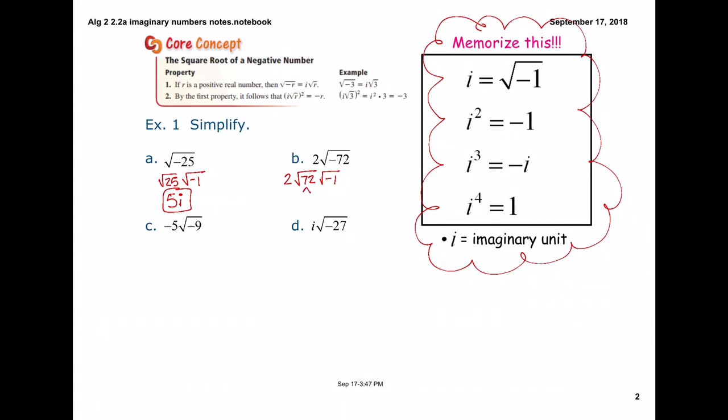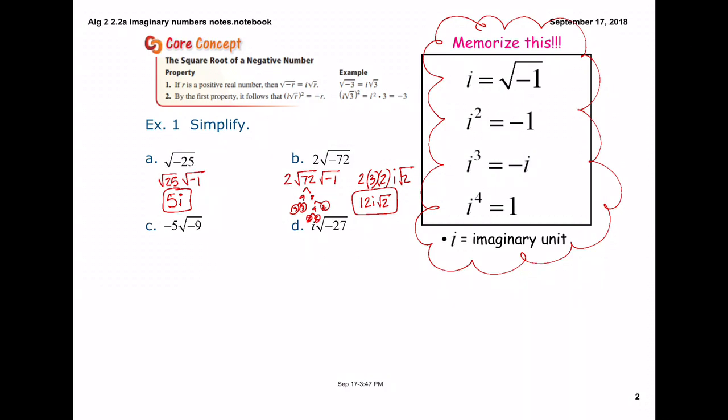The square root of 72 is 9 and 8. 3 and 3 are prime. 4 and 2, 2 and 2 are prime. So we have 2 times 3 times 2. We have an i as the square root of negative 1, and we're left with 1 square root of 2 underneath the radical. So we have 12i root 2.